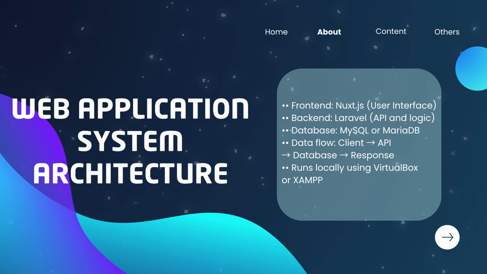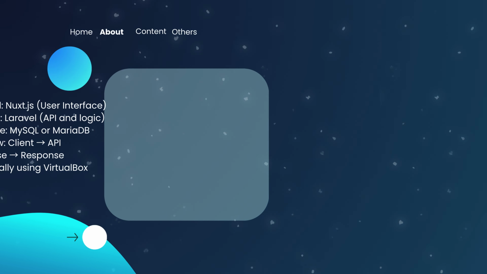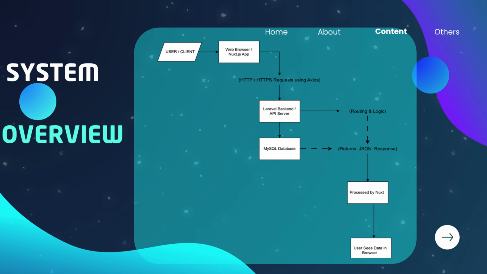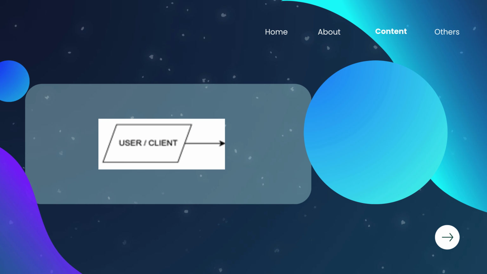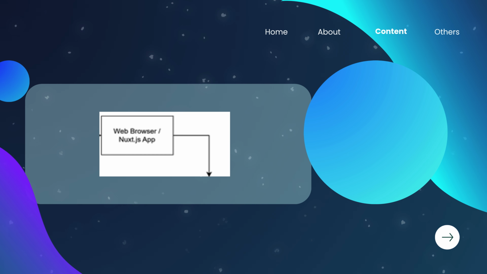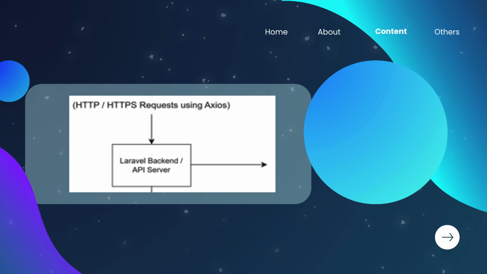This diagram shows how my Laravel and Nuxt.js web application communicates from the user interface all the way to the database. At the top, we have the user or client who interacts with the web browser running the Nuxt.js frontend. Whenever the user performs an action such as logging in or requesting data, the browser sends HTTP or HTTPS requests using Axios to the Laravel backend or API server.